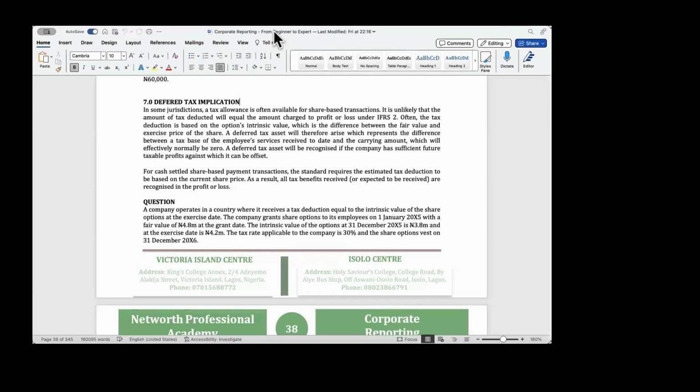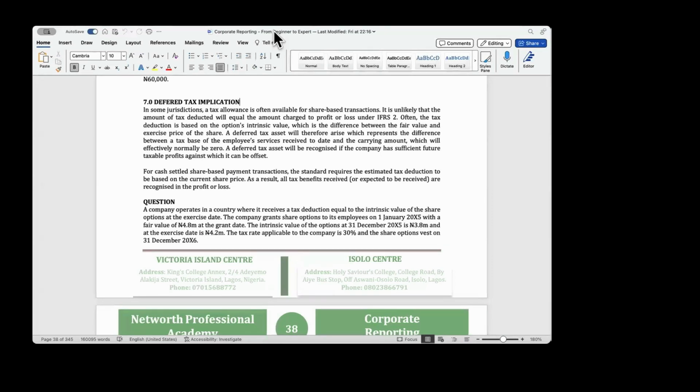IAS 12 did not refer to the carrying amount of an equity, right? So for IAS 12 purposes, what we are discussing today, the carrying amount of equity is zero. What we want to discuss today is the share-based payment transaction. When you are determining deferred tax or want to get the temporary difference, you'll find that the amount will always be zero, because IAS 12 did not consider having a carrying amount for equity. So for deferred tax purposes, the carrying amount is always going to be zero.